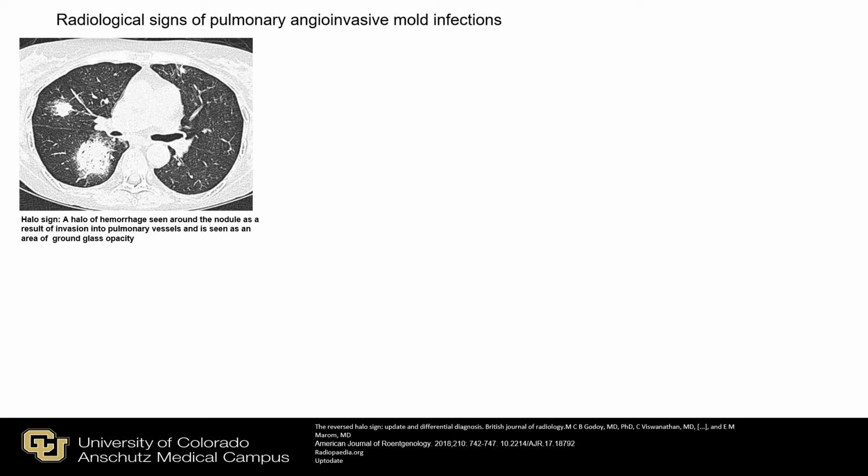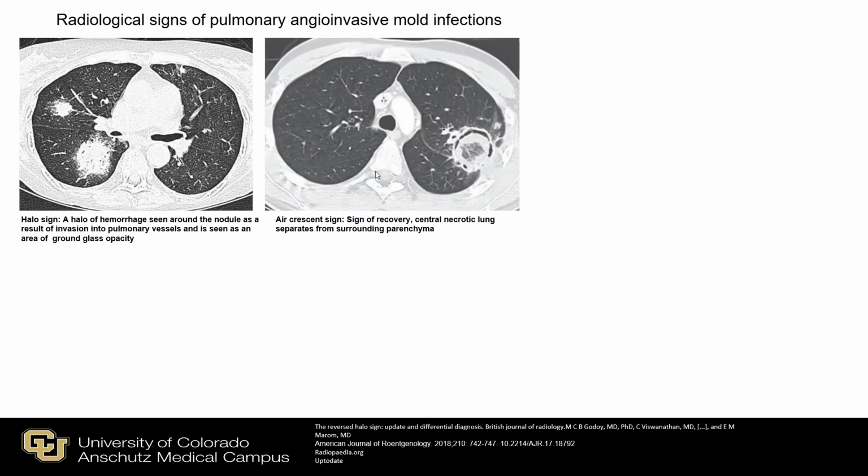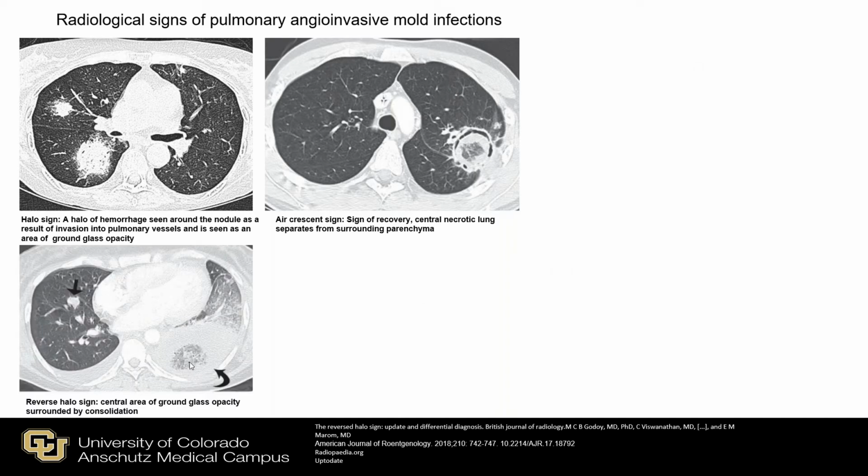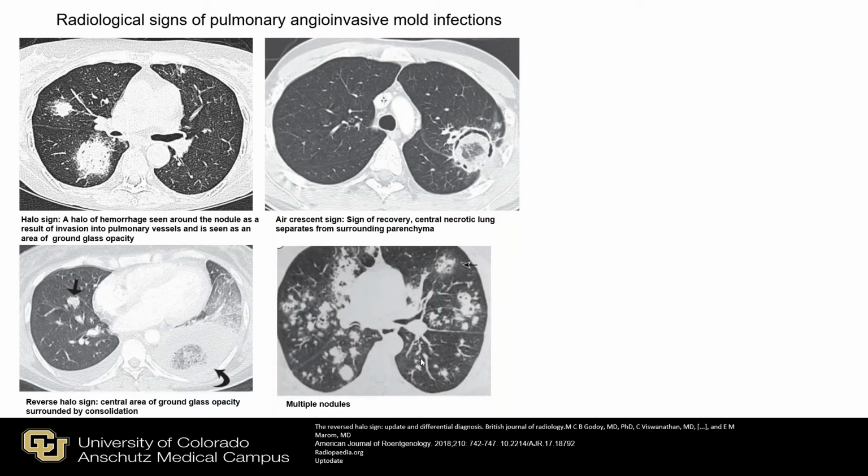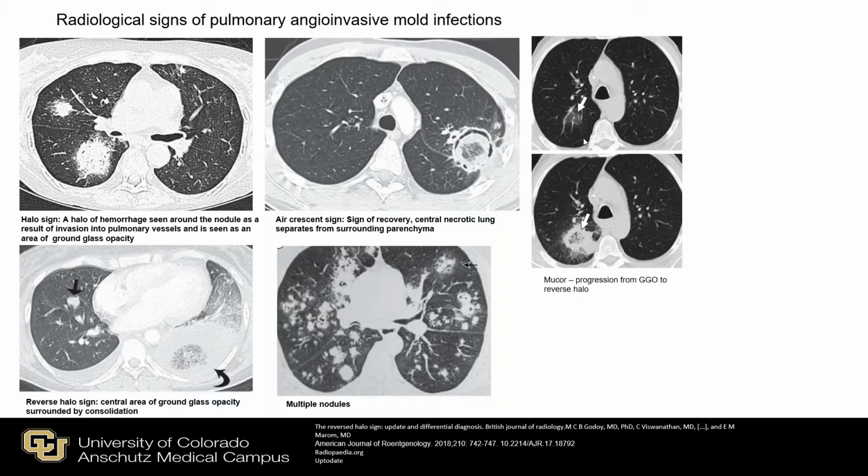They can cause, this is a halo sign, which is a sign of hemorrhage around the nodule. So there is thick consolidation followed by ground glass surrounding it. And this is a halo sign. Now, air crescent sign happens as a sign of recovery when the central necrotic lung separates from the surrounding parenchyma and there's a crescent of air. Usually, this is a sign of recovery. And then you have a reverse halo sign where there is central ground glass opacity surrounded by consolidation. And these are multiple nodules that can sometimes be seen.